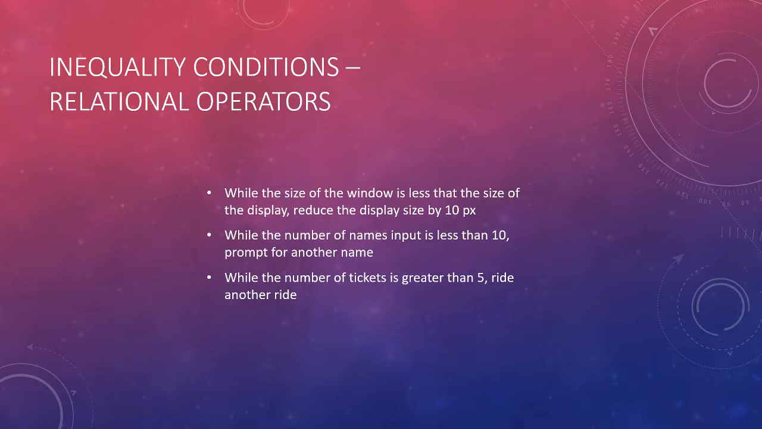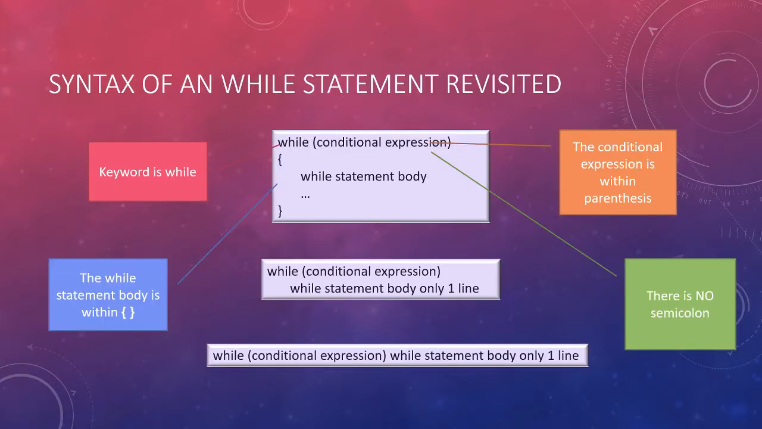We might have another process that says, while the number of names input by the user is less than 10, prompt them for another name, because we need 10. We could have another option that's, while the number of tickets is greater than 5, we would continue to ride rides at the fair. So all of these things are things that we do in real life all of the time when we're deciding what action we're going to take next.